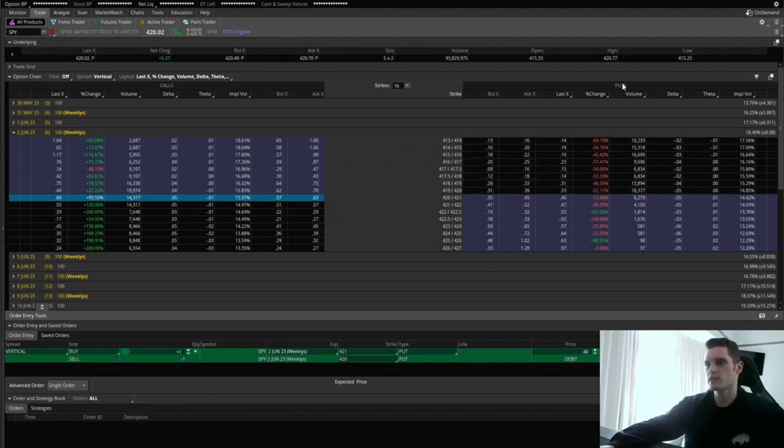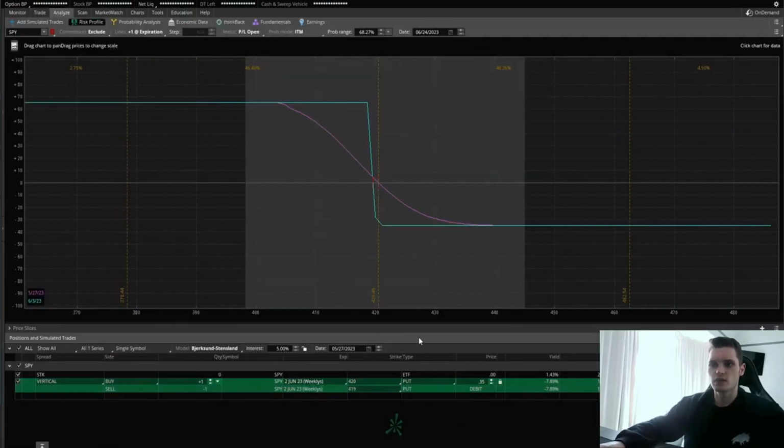What we can do is look at the puts. We'll look at this one, and then right click on it and click analyze trade. This is really going to be the easier place to see how these will play out, because now we can see this is a bearish move because we're doing a debit spread put.